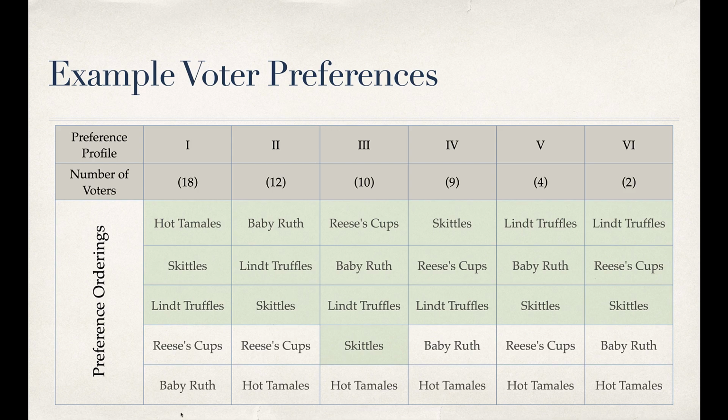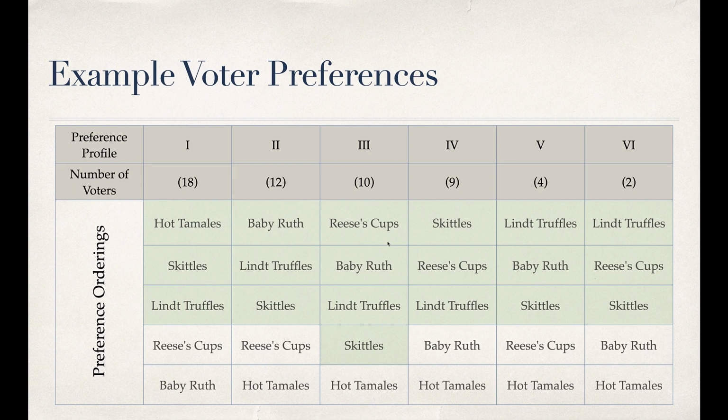Each one of these is a different strict preference ordering. So this is preference profile number 1 or strict preference ordering number 1. This is strict preference ordering number 2, and there are 18 people who feel this way. So let me just talk about number 3 here. There are 10 people who strictly prefer Reese's Cups to Baby Ruth, to Lindt Truffles, to Skittles, and their least preferred is Hot Tamales, and that's a strict preference ordering.